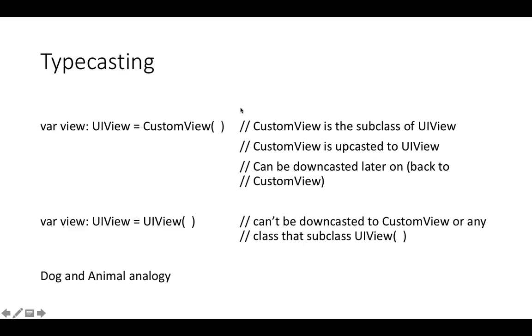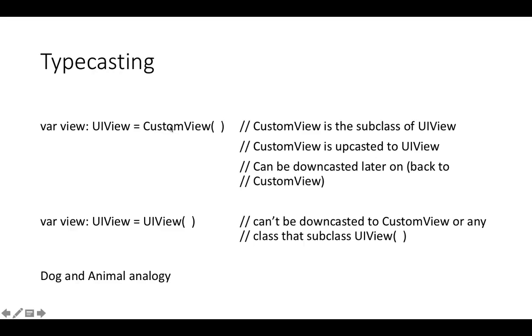So I know that this object is a dog object, but I'm treating it as an animal instead. That is what is actually happening here. I have a custom view, which is a subclass of UIView, but I'm treating it as a UIView. That is what is happening here. So in this scenario, we can always downcast it to custom view because we know that the original object is custom view.